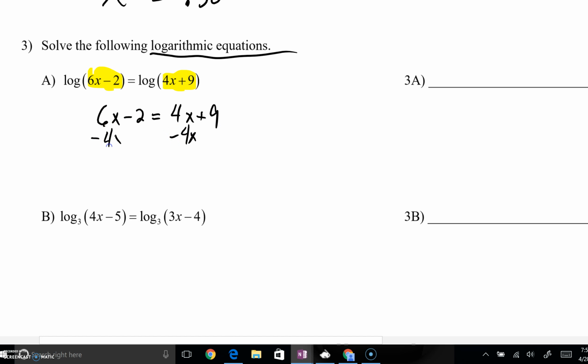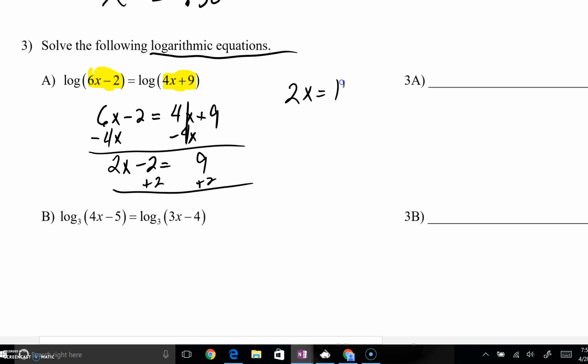Minus a 4x. 6x minus 4x is 2x. This wipes out. We can add a 2 to both sides. We'll have 2x is equal to 11. And then we can divide by 2. And we get x is equal to 11 halves.